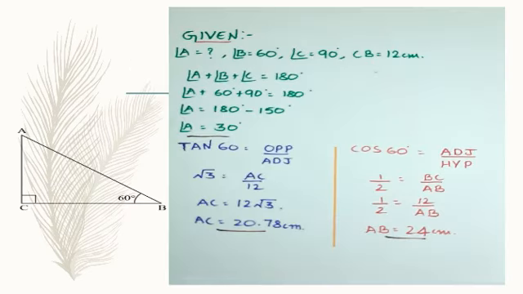Let us see what is all given. Angle A has to be calculated. Angle B is given, which is 60 degrees. Angle C is 90 degrees because it is a right angle. It is marked, and the side CB is given. It is 12 centimeter. It is actually the adjacent side. So we know that the sum of all the three angles of a triangle is 180 degrees. That means angle A plus angle B plus angle C is equal to 180 degrees. Angle A plus 60 degrees plus 90 degrees is equal to 180 degrees. Angle A is equal to 180 degrees minus 150 degrees.